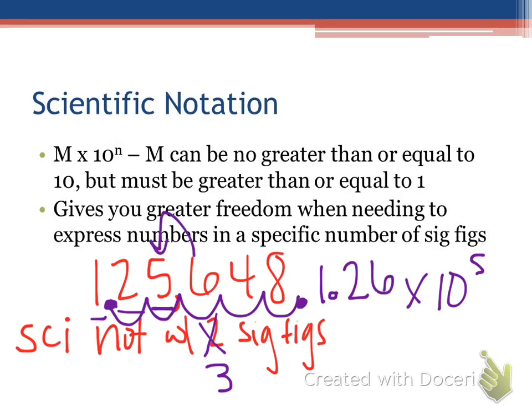So why does the decimal go up to the 1? Because the number that has to sit here has to be between 1 and 10. So we need only one whole number here. Okay, does that make sense? Questions?